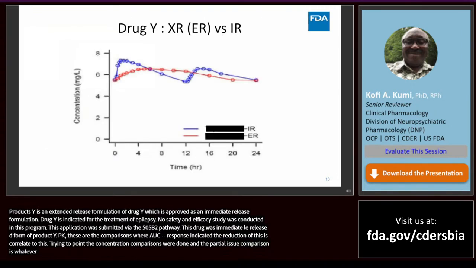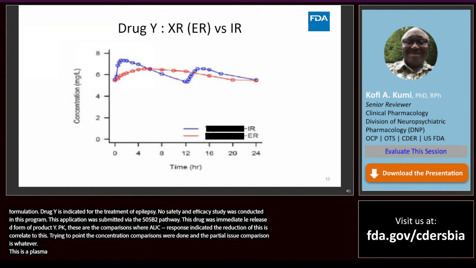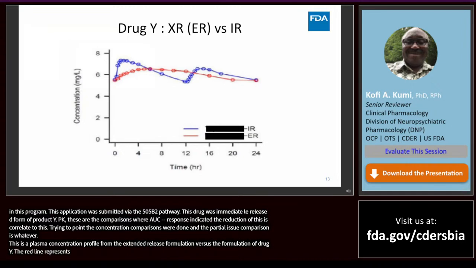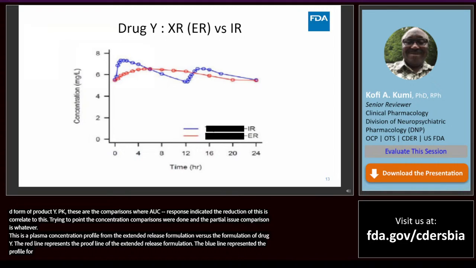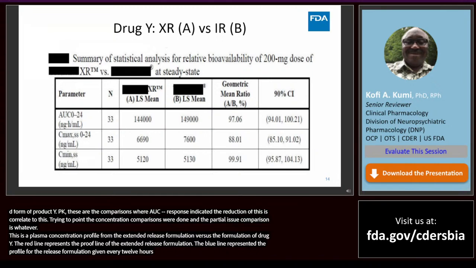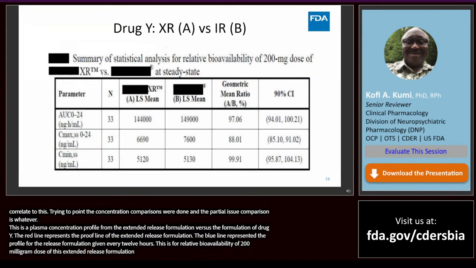This is a plasma concentration time profile comparison between the extended release formulation versus the IR formulation of drug Y. The red line represents the profile for the extended release formulation. The blue line represents the profile for the immediate release formulation given every 12 hours. This is a summary of the statistical analysis for relative bioavailability of 200 milligram dose of the extended release formulation and the immediate release formulation given at steady state.